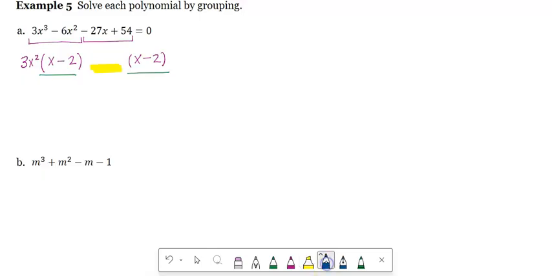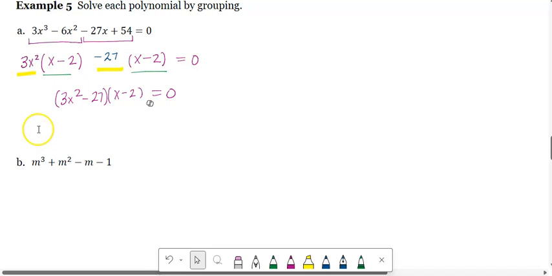If I pull out here a negative 27, let's see what happens. This will give me the negative 27x. And then negative 27 times negative 2, that'll give me the positive 54. So that looks like it's what I'm looking for. These 2 items are being grouped together, x minus 2. And then these 2 items are being grouped together, 3x squared minus 27. And this whole thing is equal to 0.